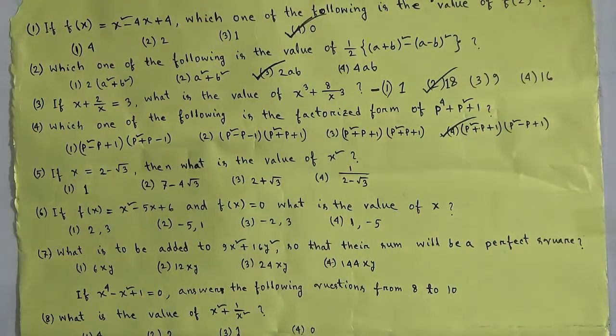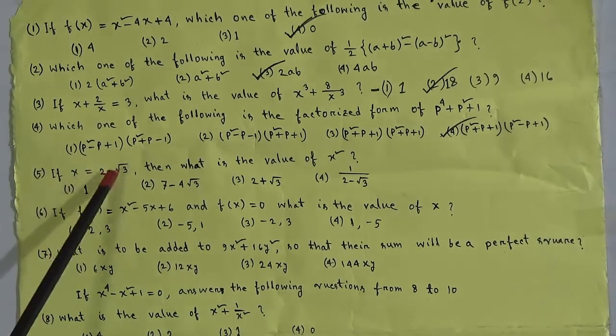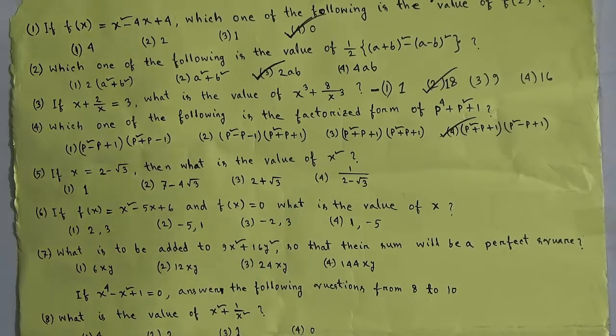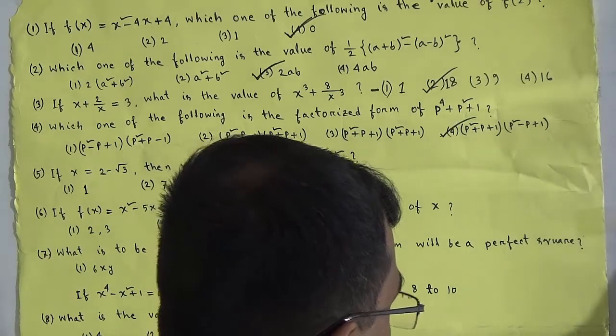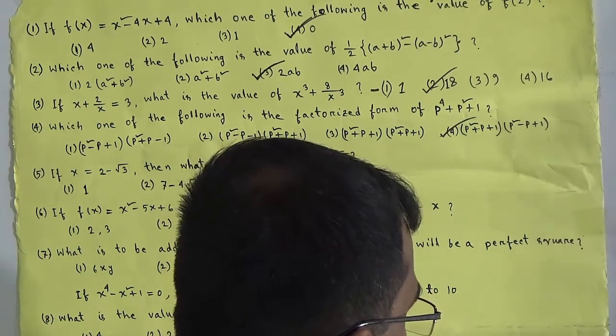Dear students, now we'll solve question number five. If x equal to 2 minus root 3, then what is the value of x square? Value of x is x equal to 2 minus root 3. We have to find out the value of x square.